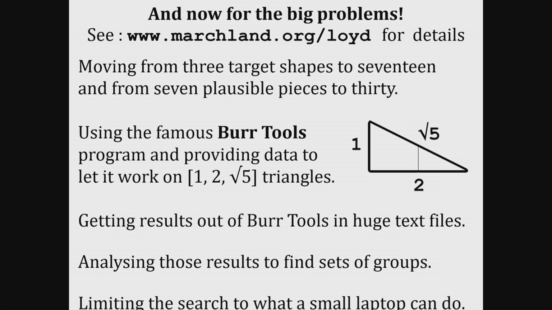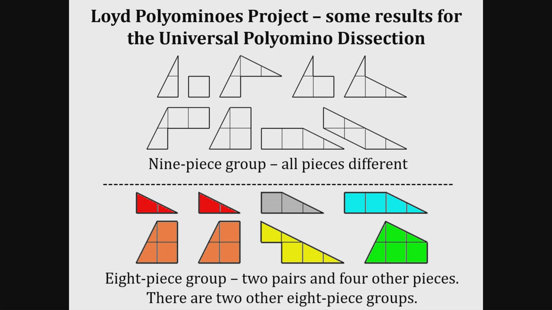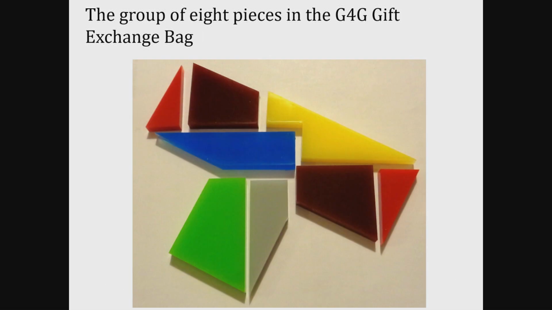So now we get to the hard bit. How do you go up from 3 target shapes to 17 and from 7 plausible pieces to 30? Well, all of the details are in my paper. So here are the results. There is indeed a set of 9 pieces that are all different that will make all of the polyominoes. There's a set of 8 pieces, and that set is what you're going to get tomorrow. In beautiful acrylic, you and your grandchildren will have great fun putting them together to make all of the pentominoes and all of the tetrominoes.